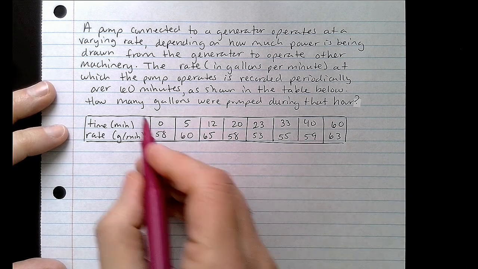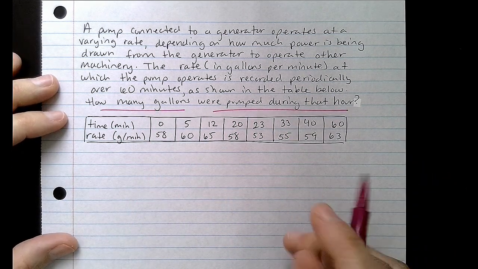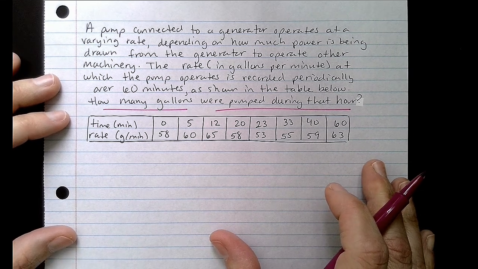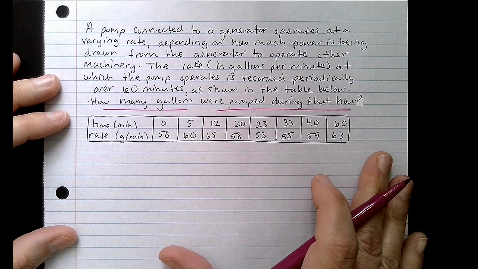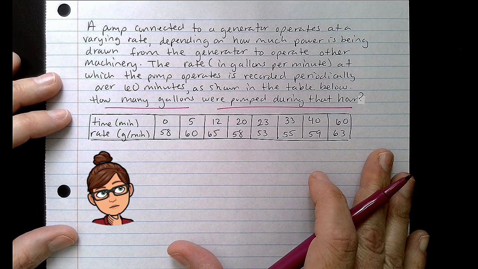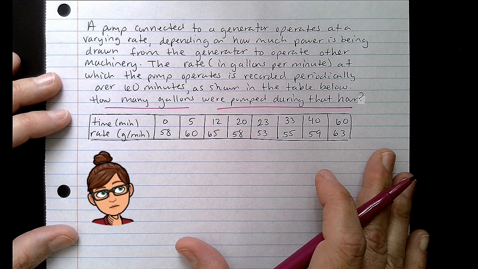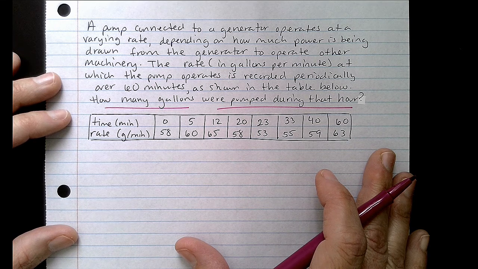All right, how many gallons were pumped during that hour? So we need to approximate the accumulation of what happens here. Well, what have we used in the past for tables? We've used rectangular approximation methods, we've used trapezoidal approximation methods. It doesn't tell us what to use. Well, of all of the methods we've learned, trapezoidal is better than the rectangular, isn't it? So we're going to use a trapezoidal sum here.